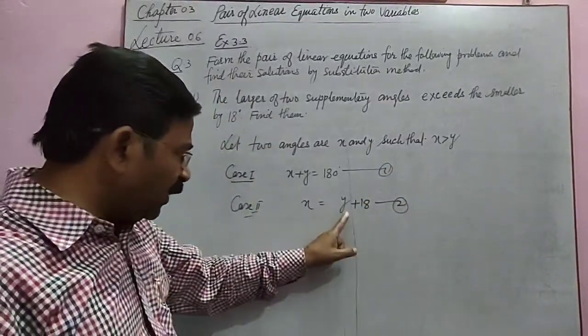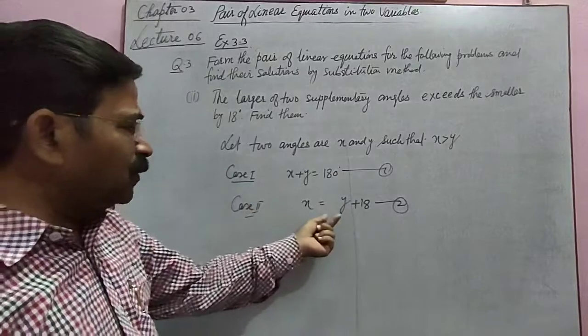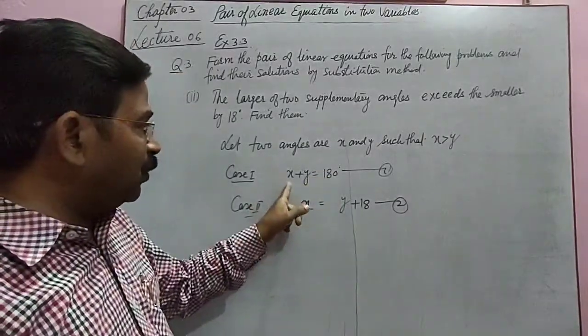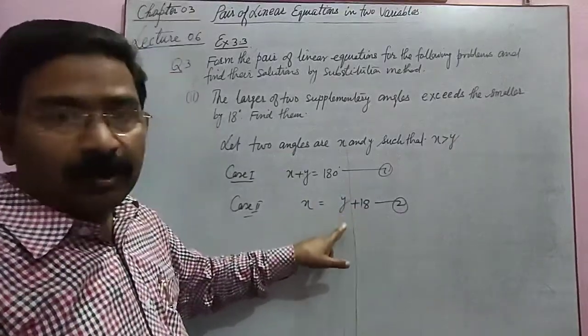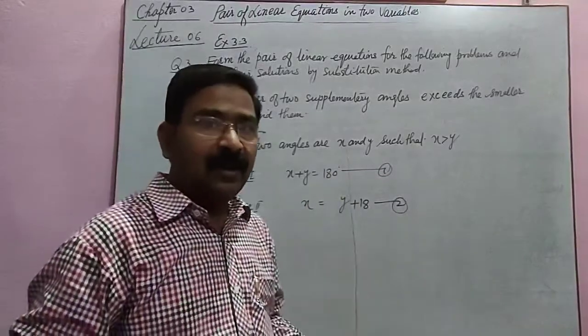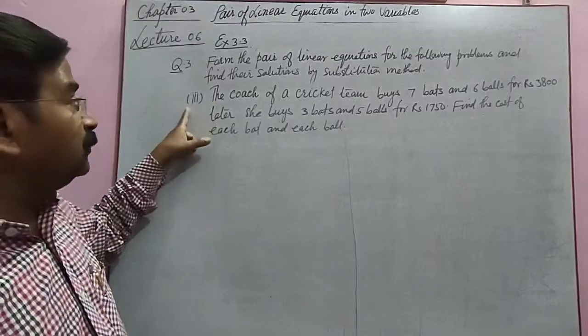You can write this y this side also, x minus y is equal to 18, but no need, because you have to substitute the value of x to get the value of y. So in equation number 1, x plus y is equal to 180, x is equal to y plus 18. Substitute the value of x in equation number 1 to get y and then x. Alright, now third part of the question.